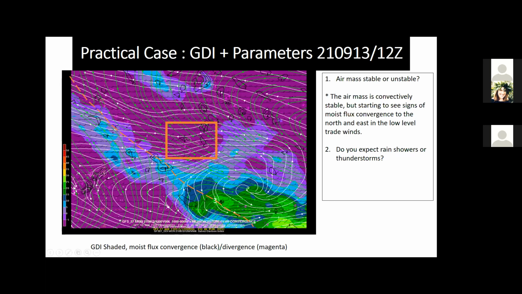But we're starting to see in black some areas of moist flux convergence. Those areas of low-level moist flux convergence in the GDI-stable region are going to be displaced by the 850 winds. Do you expect rain showers or thunderstorms? Rain showers. The GDI does not support a forecast of thunderstorms. It supports a forecast of shallow convection and possible rain showers.